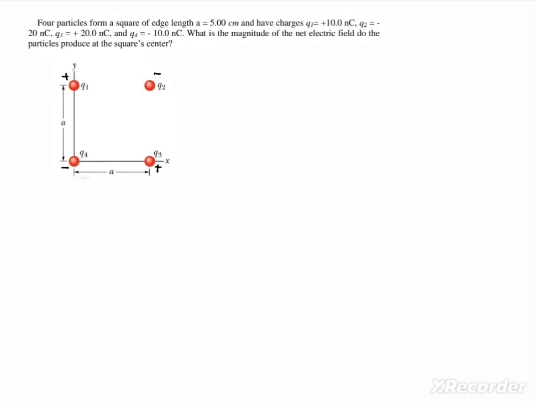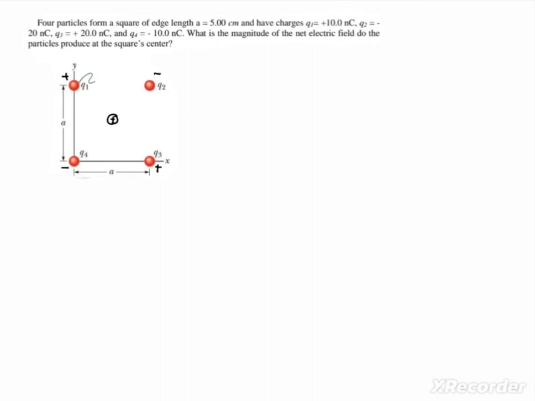So the square center is somewhere right here, and we have to find the electric field. So when we have to find the electric field, the first thing we need to do is to put our measuring device. The measuring device is a positive test charge. So a little positive test charge right here. And then what I'm going to do is look at whether the positive test charge is attracting or repelling each of these charges. So let's look at Q1.